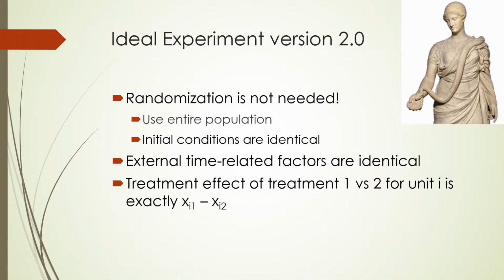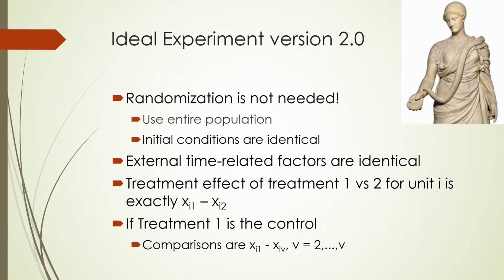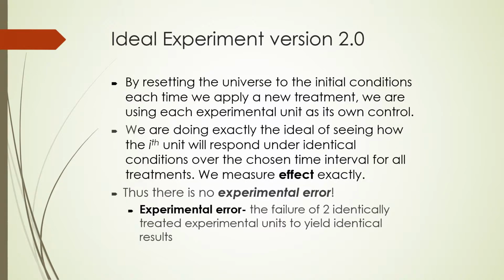We just take the difference between number of colds that someone obtained under the first treatment versus number of colds under the second treatment, and that difference is exactly the treatment effect. And so in this case, if treatment 1 is a control, not taking any vitamin C supplements, all of our comparisons are 1 versus 2, 3, 4, however many different levels of vitamin C we decide to include in our experiment. So just to reiterate, by resetting the universe to the initial conditions each time we apply a new treatment, we are using each experimental unit as its own control.